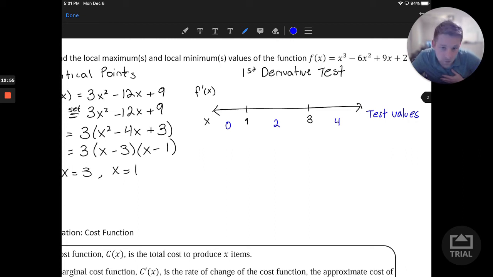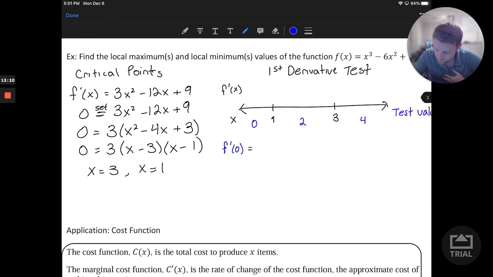So each of these test values, I'm going to go ahead and evaluate in the first derivative function. That will be f prime of 0 to start. And again, I'm looking for the sign of that test value. So we have f prime of 0. If we look back at our derivative function, that's on the top here. Let's just highlight that. We're going to go ahead and evaluate 0.